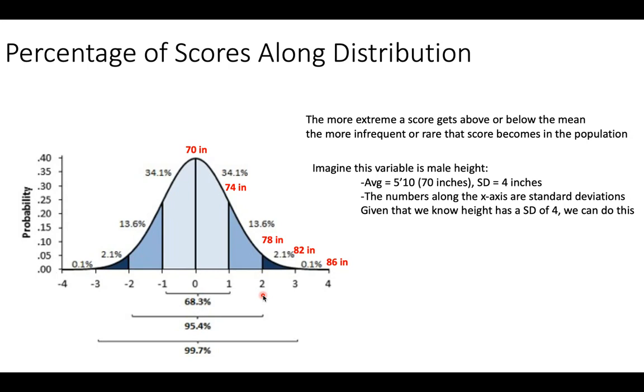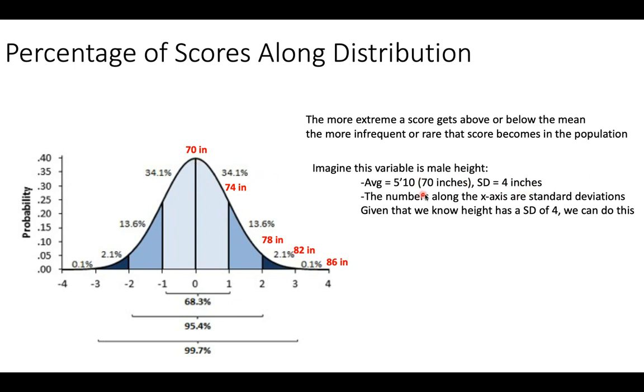So what this curve allows us to do is say something like, if a man is 74 inches or 6'2", that is much more common than a man who is 82 inches or 6'10". Right? There are not very many people who are 6'10", but there are quite a few people who are 6'2", 74 inches, and there are even more people who are 5'10" or 70 inches.